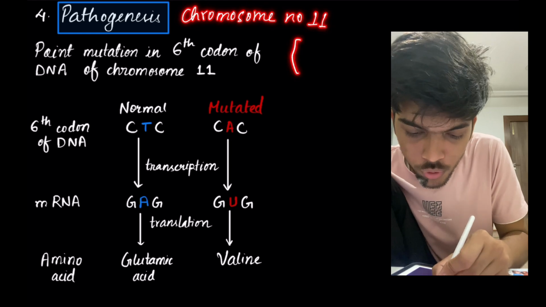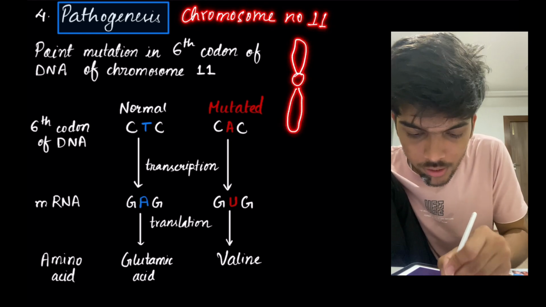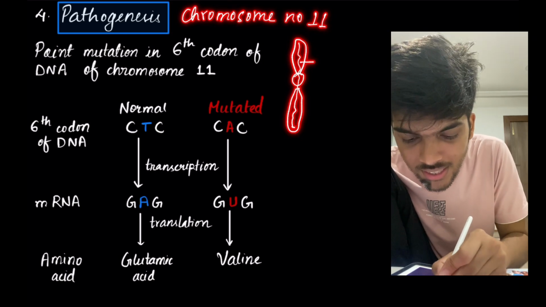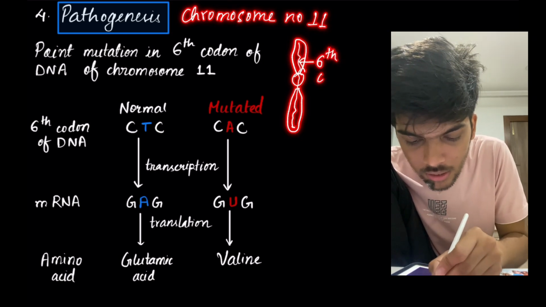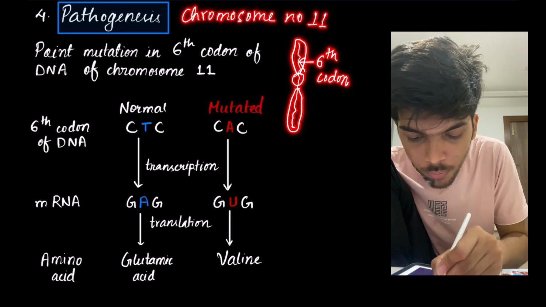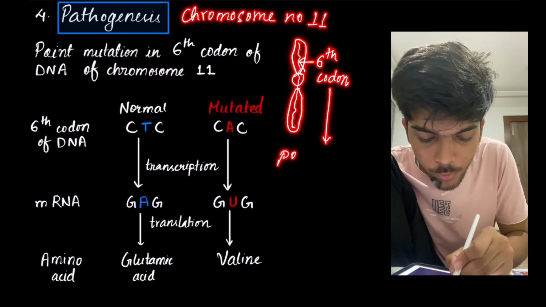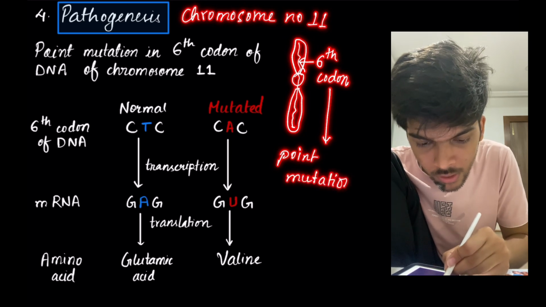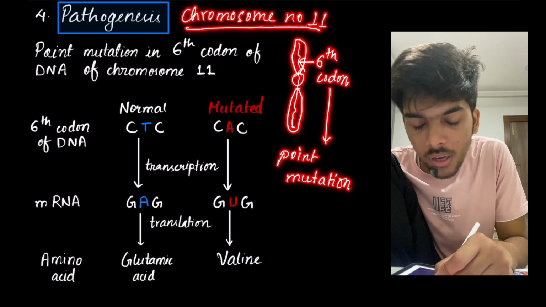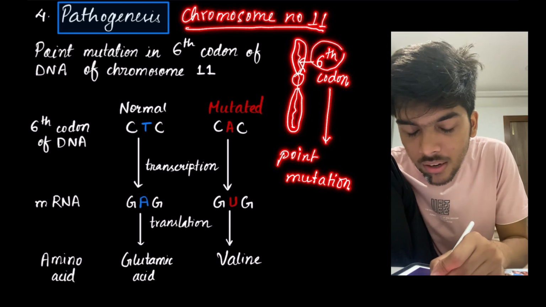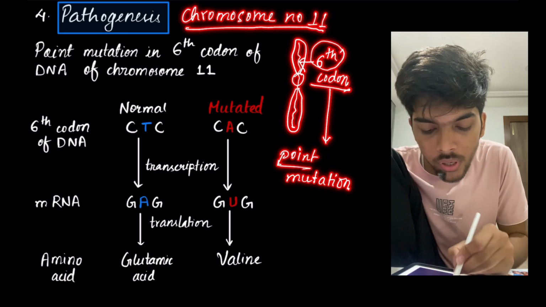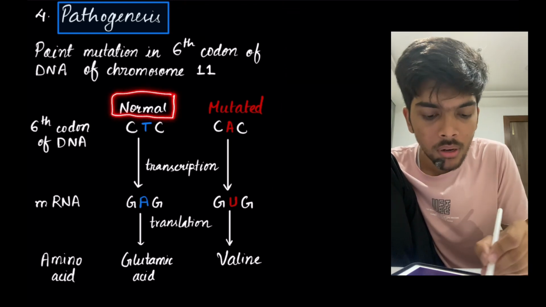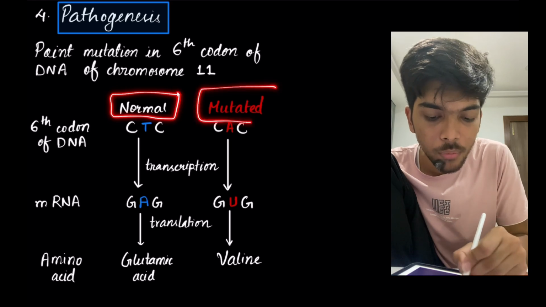So this is your chromosome number 11. There's your DNA. In the DNA, there are codons. In the sixth codon of chromosome number 11, point mutation occurs. What type of mutation? Point mutation occurs. So in chromosome number 11, in the DNA at the level of the 6th codon, point mutation occurs. This is how. So there's your normal codon, and then there's your mutated one.